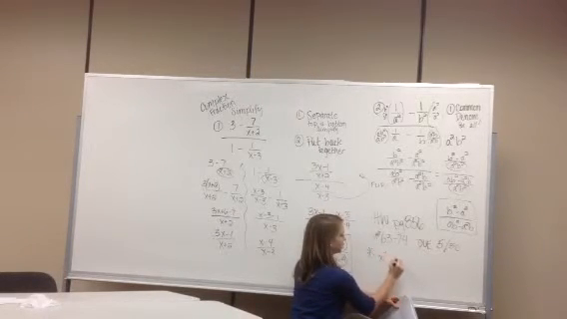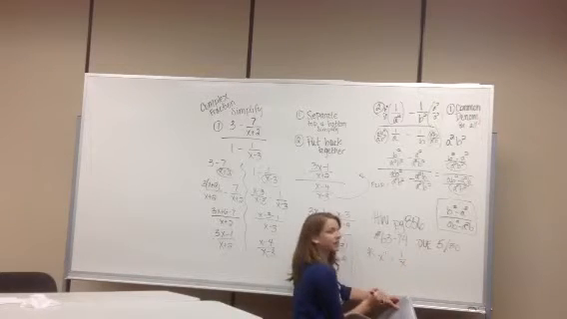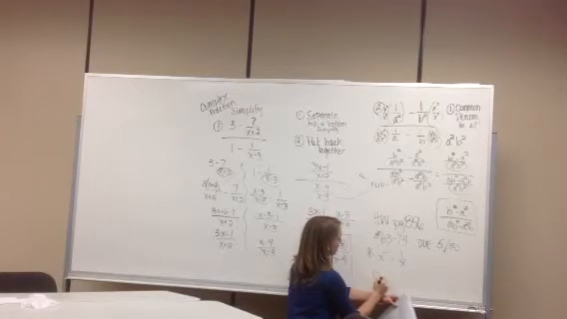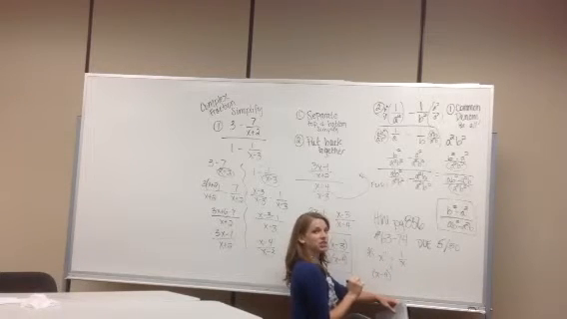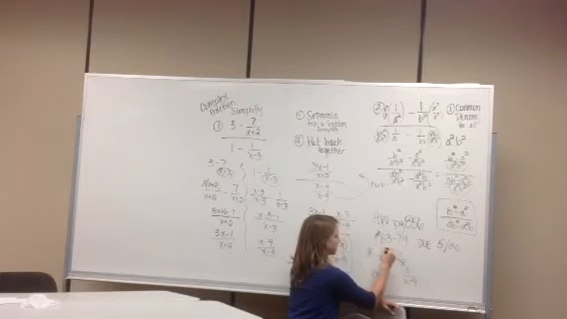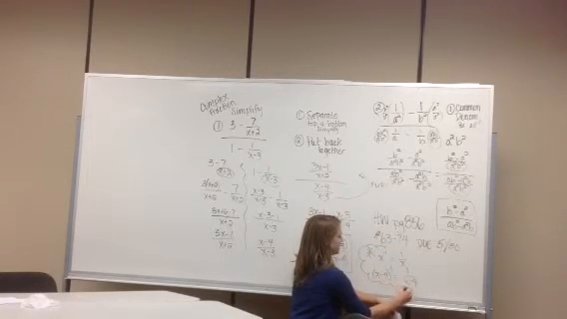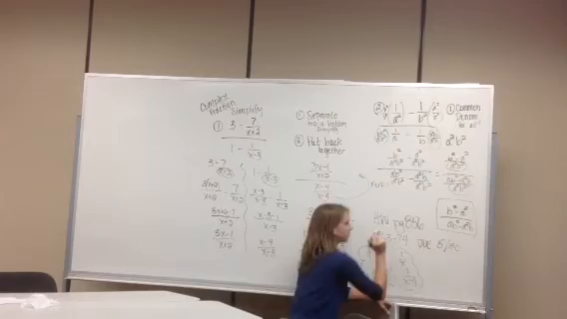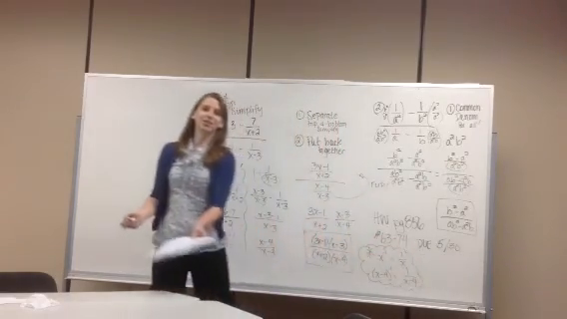x to the negative 1 is the same thing as 1 over x. And the same would go if I had x to the negative 4th, or x minus 4 to the negative 1 would be 1 over x minus 4. You might want to keep that as a good reminder for yourself. Okay, good luck, and if you have any questions, let me know.